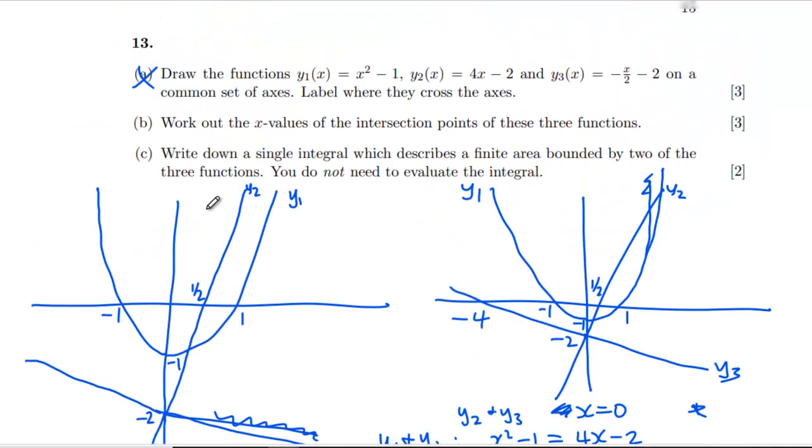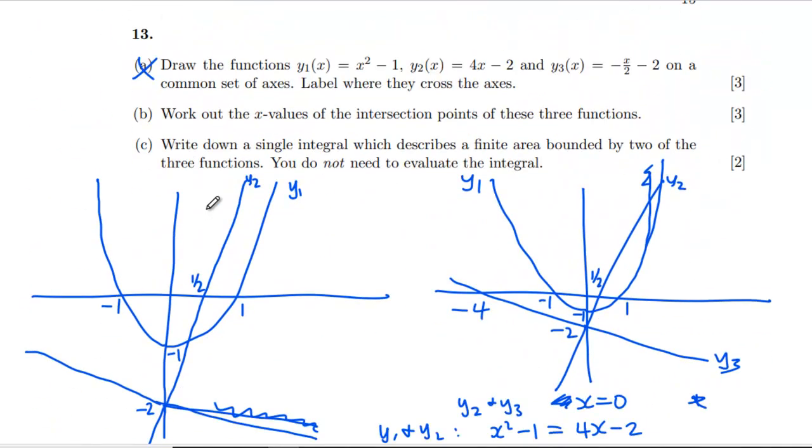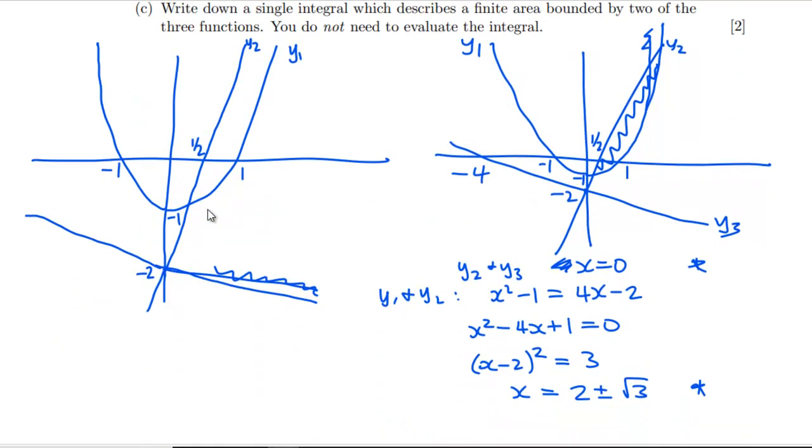Okay. What is part B? C, I mean, that is part B done, yeah. Write down the single integral which describes a finite area bounded by 2 of the 3 functions. Do not need to evaluate the integral. Right, the only bounded area we've got is all of that. So, yeah, let's go with that then.